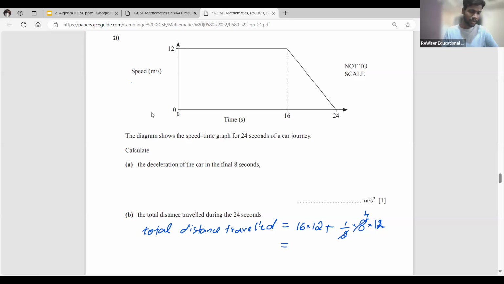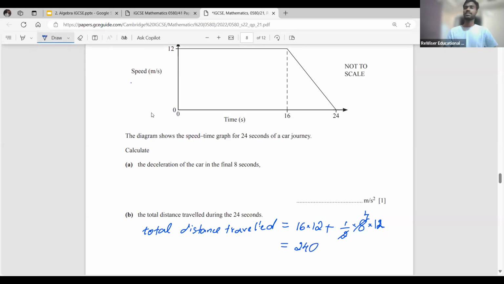And next, 16 times 12 is 192. That plus 4 times 12 is 48. So that's going to give us the result as 240. Since the speed is in meter per second, it's going to be meters. 240 meters is the total distance traveled.